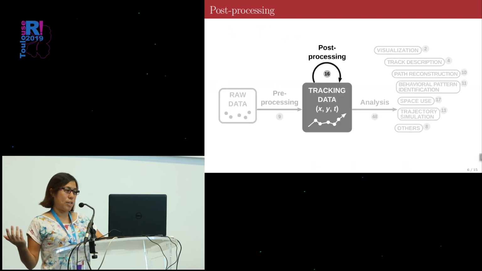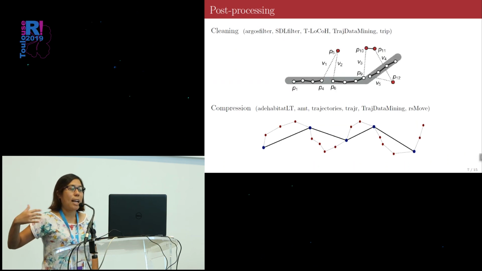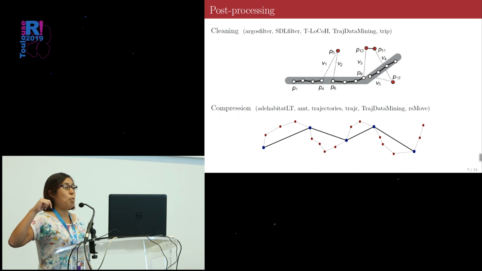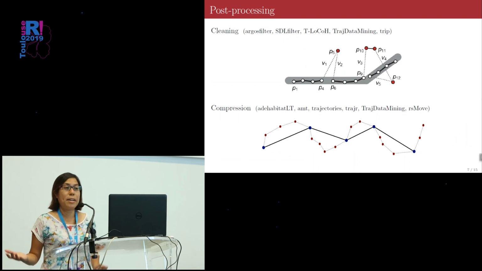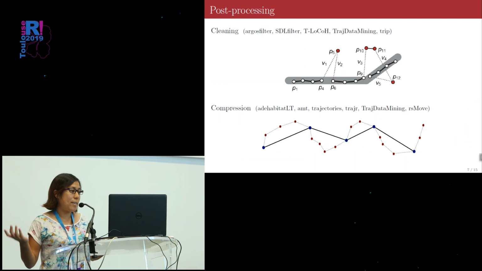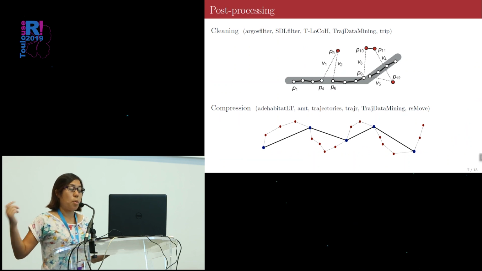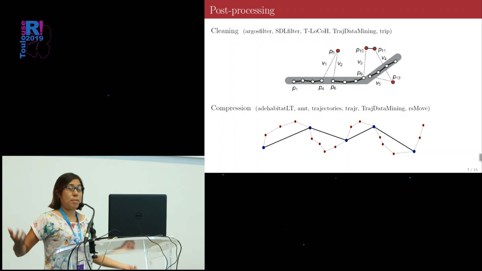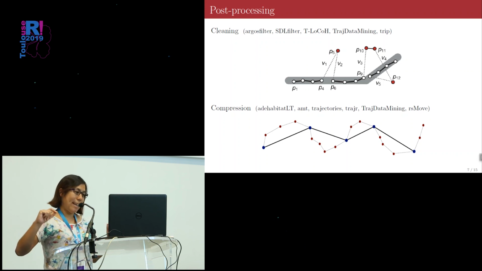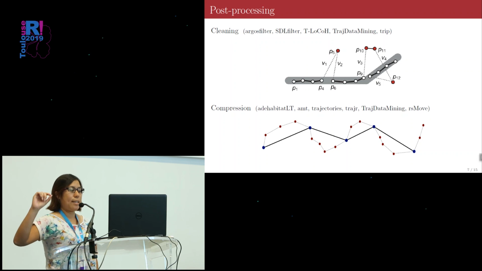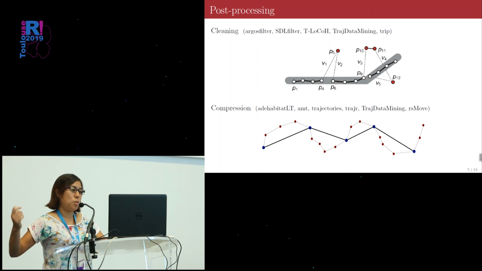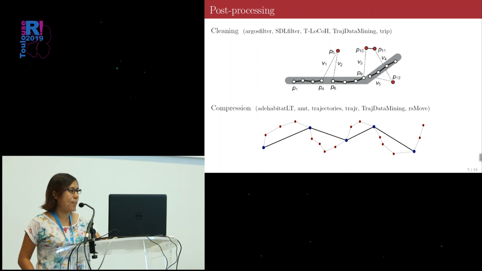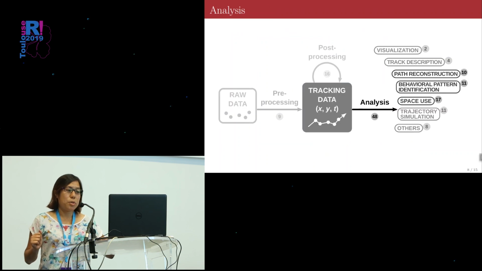Then we have post-processing. Things like cleaning, when you have some, let's say, outliers, or compression, which is what sometimes is called resampling, like lowering the resolution of your data, getting less points in the end. And there are several packages that use different algorithms to do both things. And now we go to analysis.